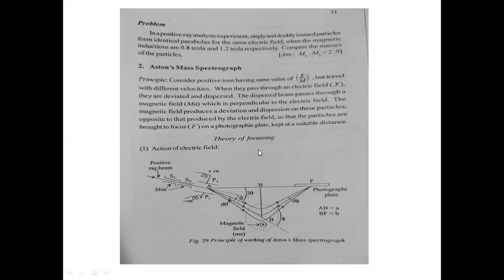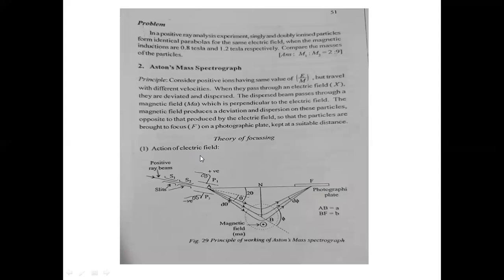Now coming to the theory of the Aston Mass Spectrograph. You know the principle. The positive rays have the same e by m value but travel with different velocities. They are passed through electric and magnetic fields, which are perpendicular to each other. When they pass through the electric field, they are deviated and dispersed, and when they pass through the magnetic field, they are again dispersed and deviated. Then they are focused on the photographic plate kept at a particular distance. Now coming to the theory of focusing.